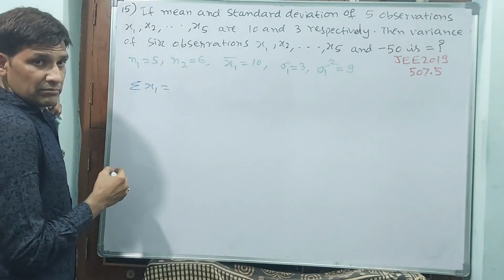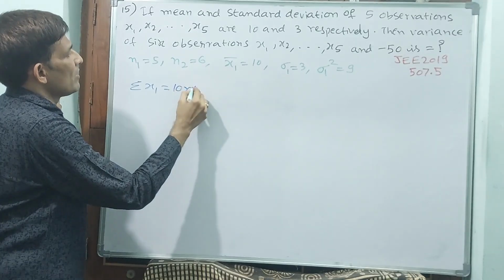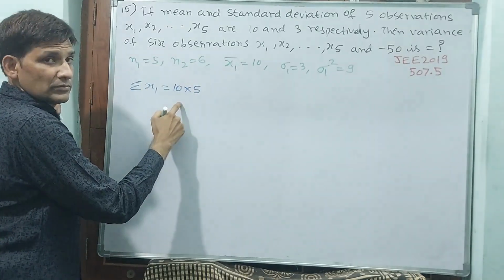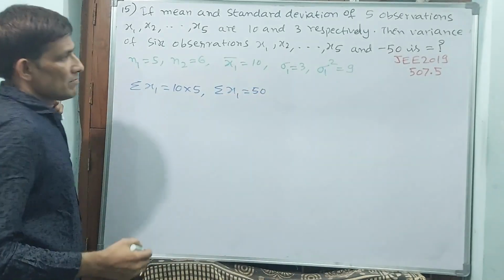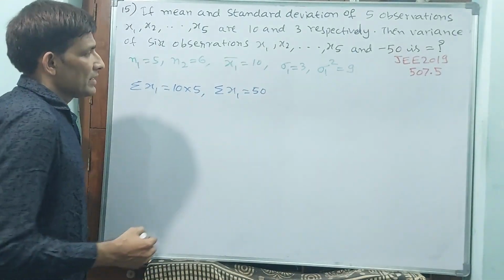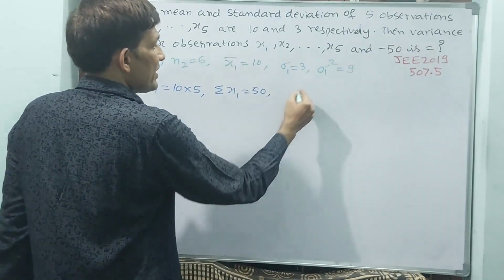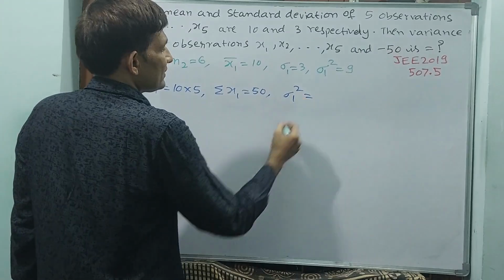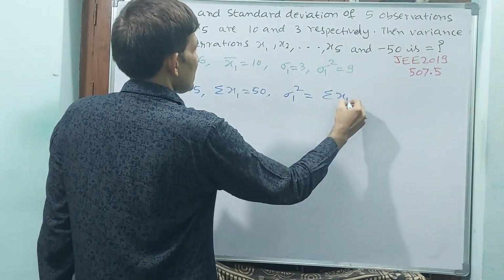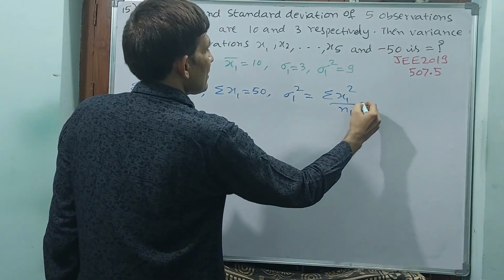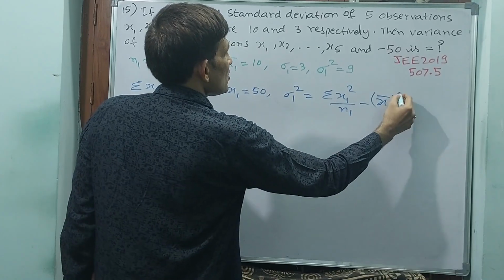Now see, how can I write this? Sigma x1 is equal to, see 5 are there, 10 into 5. That means sigma x1 will be 50. Okay? That is one thing. Another thing. Variance, sigma 1 square is equal to, see, sigma x1 square by n1 minus mean square.